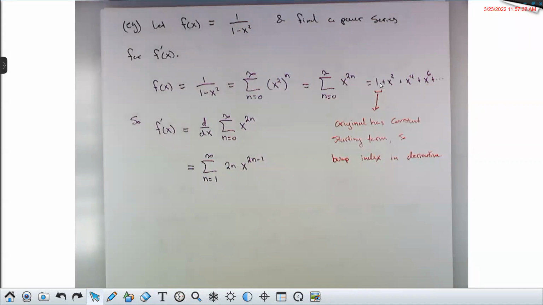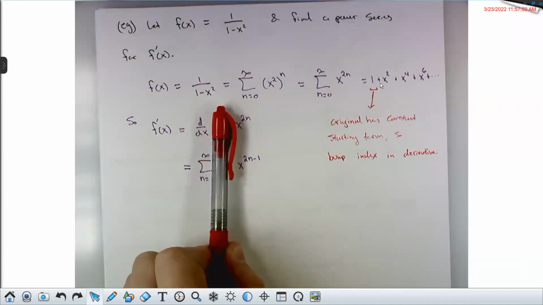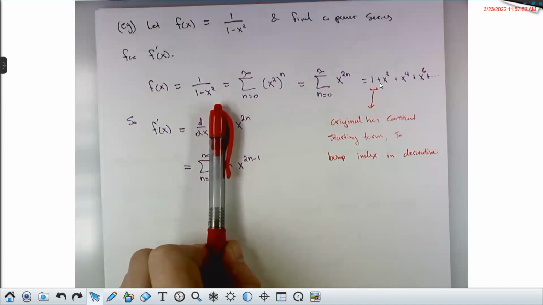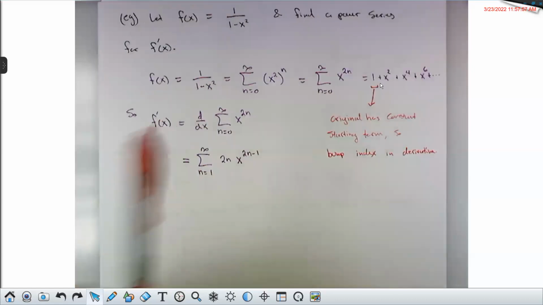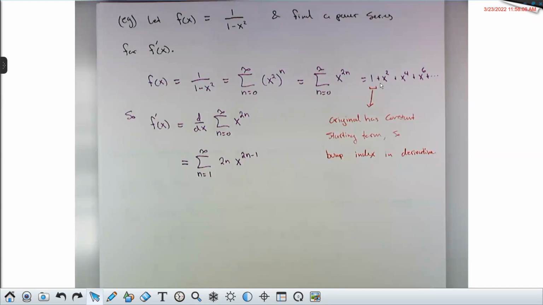So because the original series did have a starting term which was constant, when we take the derivative, we are going to bump that index up. And the mechanics of taking the derivative couldn't be easier. Again, just pretend like the sigma isn't there. You just differentiate x to the 2n, and you get 2n x to the 2n minus 1. Not bad, right? That's it, we're done.